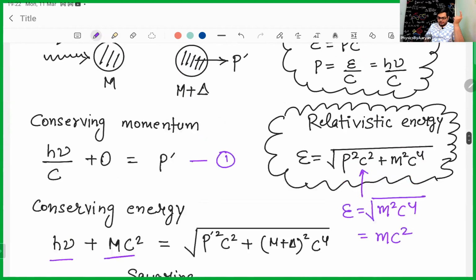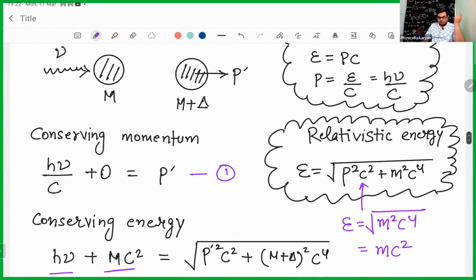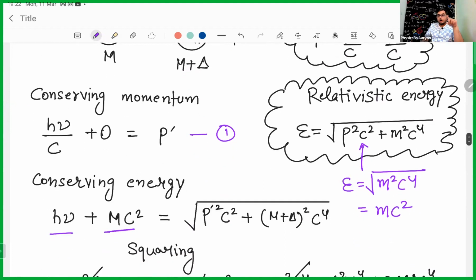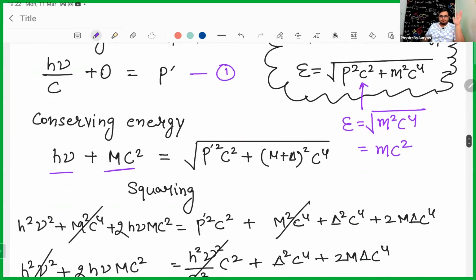Now finally what is happening is that your atom is moving with momentum p dash. और उसका मास अब कितना है? m plus delta. Now its mass is m plus delta. So अब कैसे एनर्जी लिखेंगे? Now it has both kinds of energies. रेस्ट मास एनर्जी भी है और मोमेंटम की वजह से एनर्जी भी है. So now how will we write the energy? p dash square into c square, because momentum is p dash. Now the mass is m plus delta whole square into c raised to power 4. This is your equation number 2.